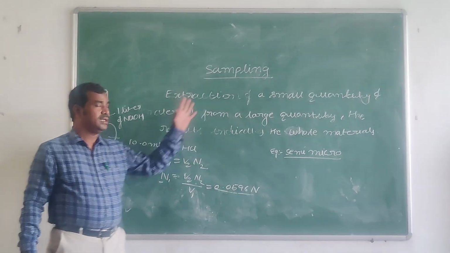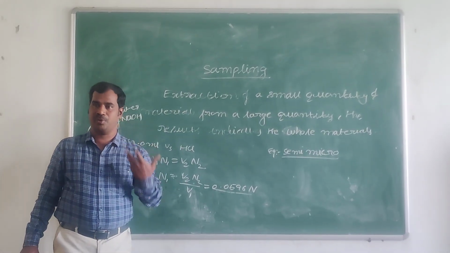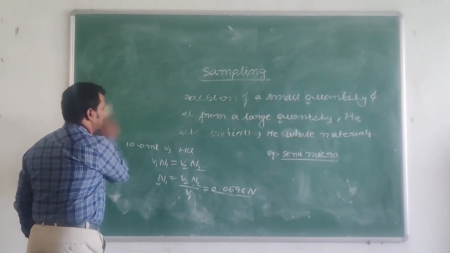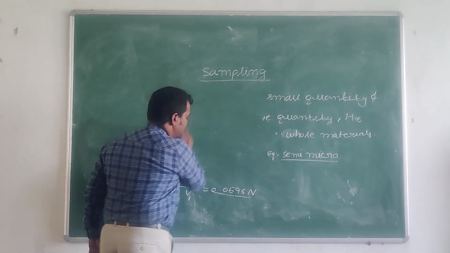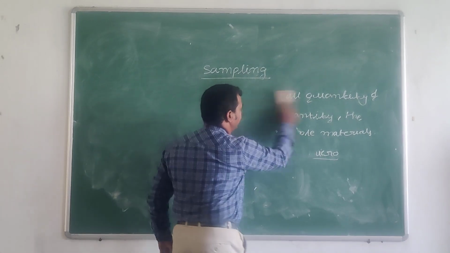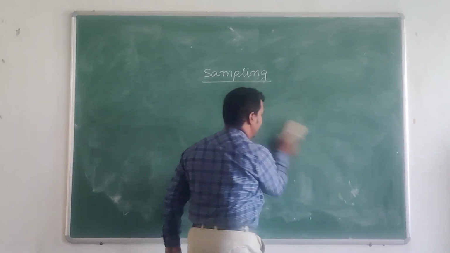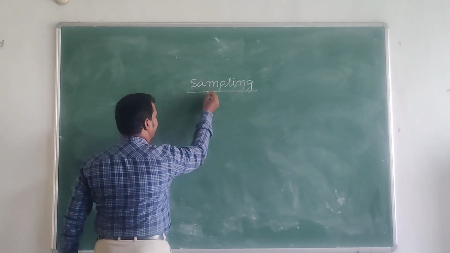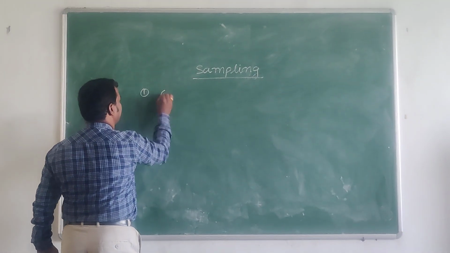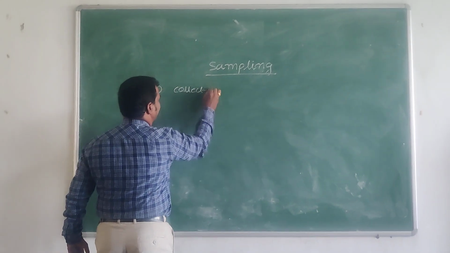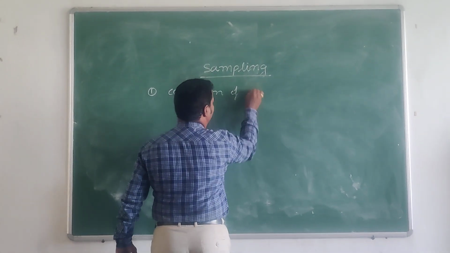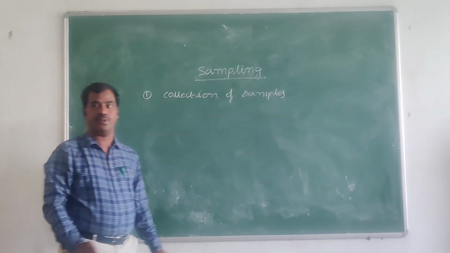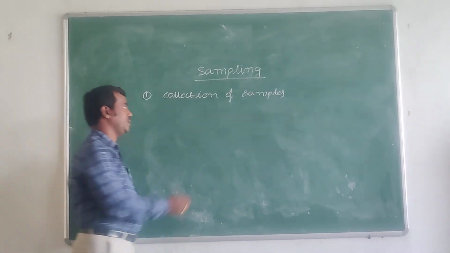So what are the classifications? What type of nature of samples are we going to classify? Then we are going to classify basic phenomena. What is sampling? How is it classified? Where is it used? For sampling, the first stage is collection of samples.